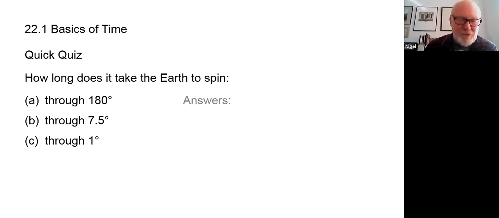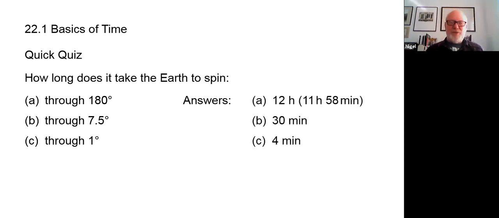Right, let's have some answers. Well, the first one should be 12 hours. Or if you're really being fussy, 11 hours, 58 minutes. But we're not, so we'll ignore that. 12 hours. 7.5 degrees is half of 15 degrees. And 15 degrees we equated to 1 hour, 60 minutes. So 7.5 degrees is 30 minutes, half an hour. And then 1 degree, of course, just to reiterate, 4 minutes.